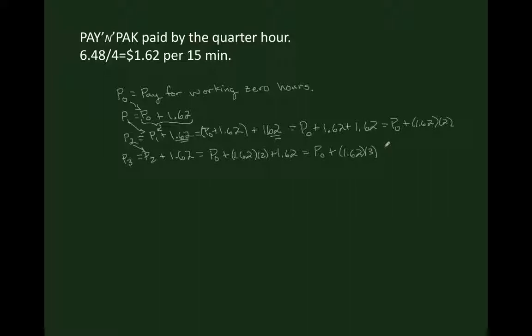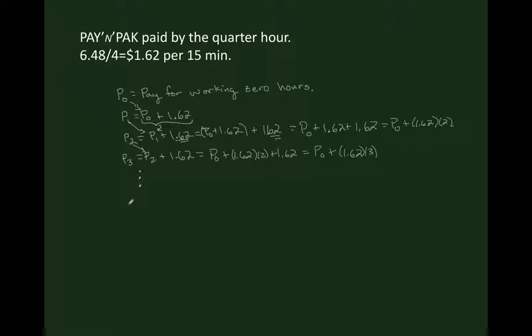So can you already begin to see a pattern here? For the third quarter hour, we're adding 3 quarter hour pay amounts to the initial amount of pay. These 3 dots are indicating that we could continue this process as long as we want, really.